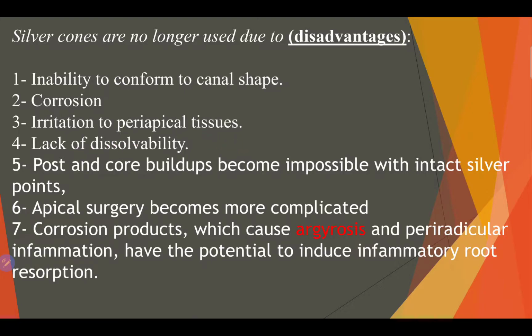Irritation to the periapical tissue, yes, because the byproducts irritate the periapical tissue. Lack of dissolvability: it doesn't dissolve in any solvent, so they were just leaving us a tip in the pulp chamber so that when we want to do a retreatment, we just pull it from the root canal.